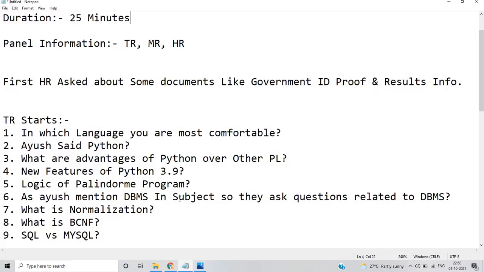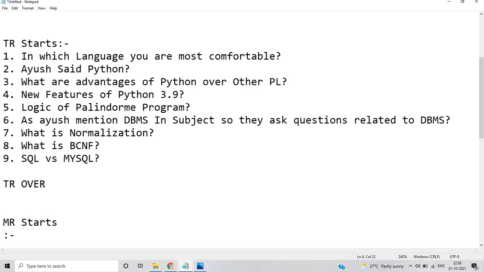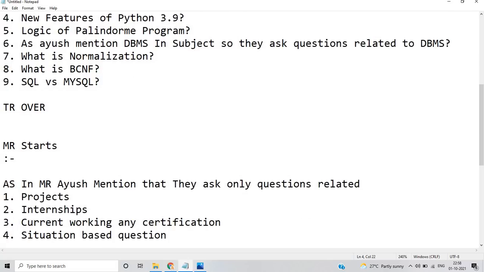As Ayush mentioned DBMS as a subject, they asked questions related to DBMS, like what is normalization, what is BCNF, Boyce-Codd normal form, and SQL versus MySQL. These types of questions are generally asked in the interview to check your subject knowledge. After that TR is over and MR starts.